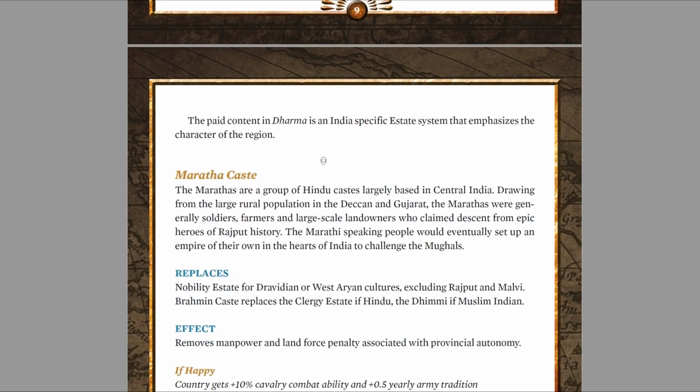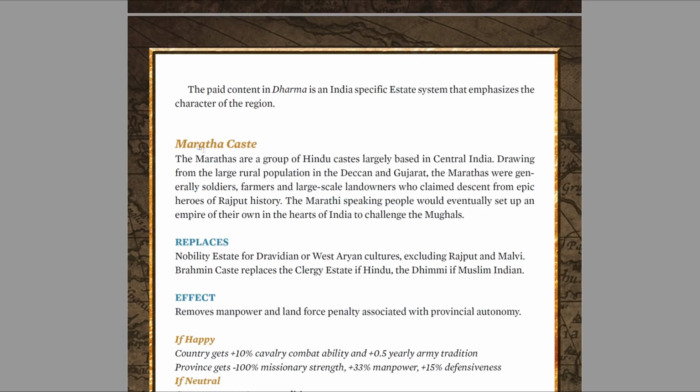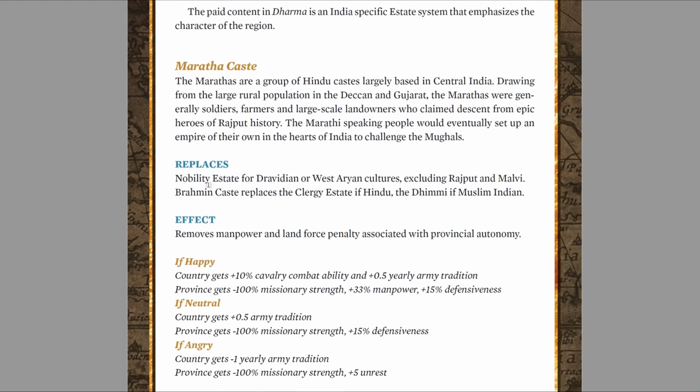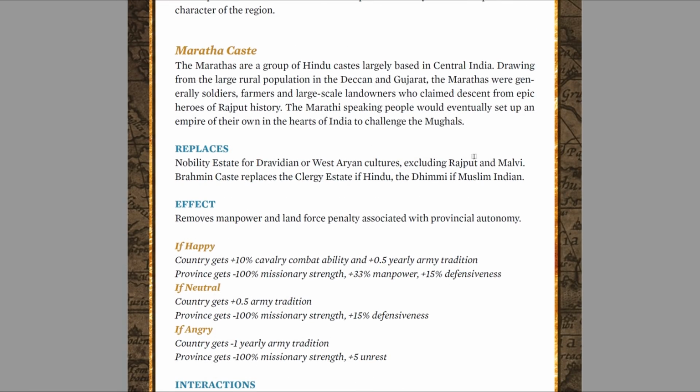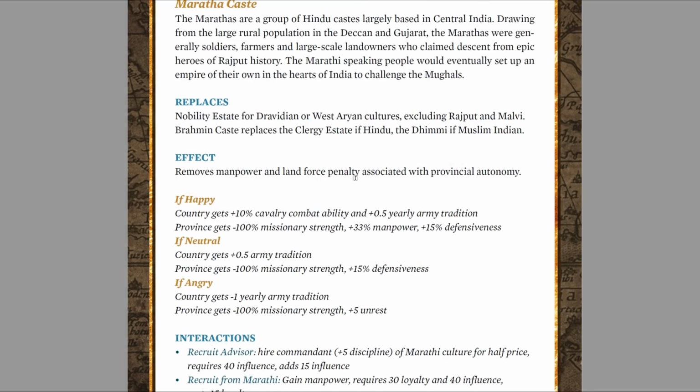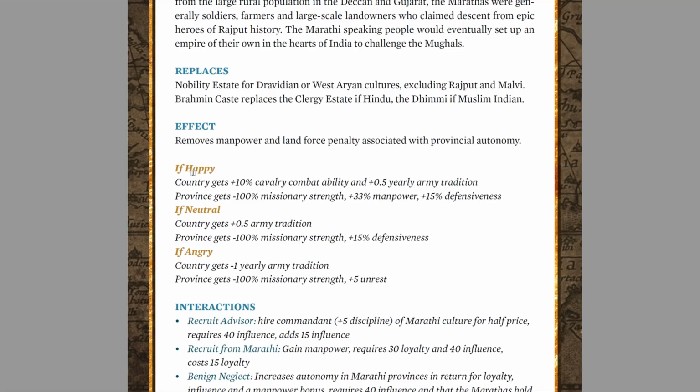All right, so they have an Indian specific estate system. One is the Maratha caste. They replace the nobility for certain cultures. Removes the manpower land force penalty associated with provincial autonomy. Okay, pretty good. If happy, if neutral, if angry. So I think it's 60% plus, 40 to 60%, and then below 40%.